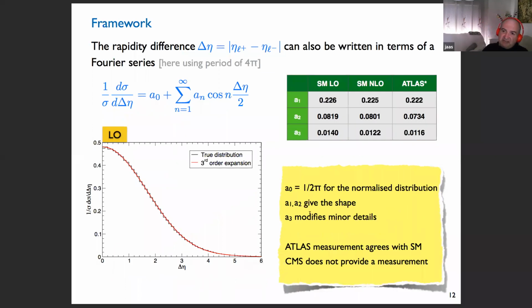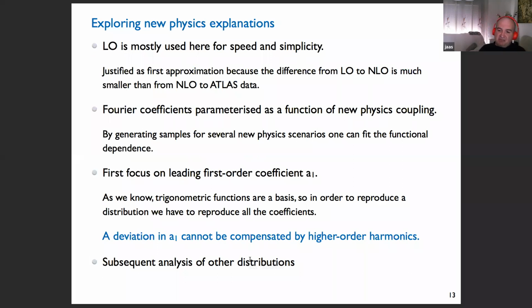There is another interesting distribution that you may look at, and it's not the difference between azimuthal angle, but the difference between the rapidities of the leptons, which is this delta eta, which also can be expanded in a Fourier series. You get a good description to 3 orders. And this can be done to study in a simple and compact way the effect of new physics in these distributions or whatever you like.